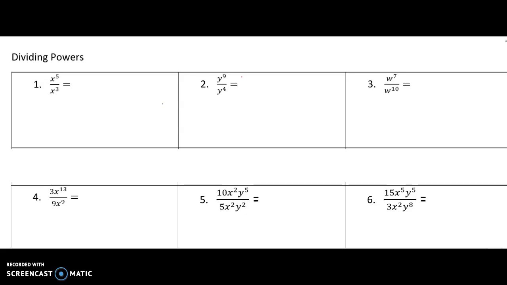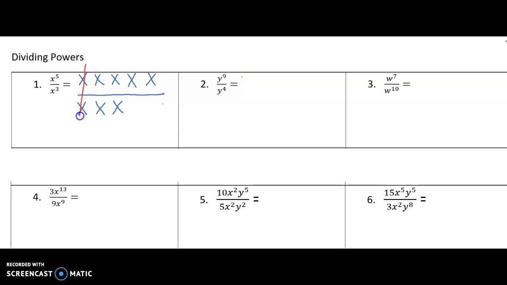x to the 5th divided by x to the 3rd. I'm going to go a long way around this because I know some of us have been taught rules, but sometimes rules don't make sense unless we understand why they work. So x to the 5th is 5 x's: 1, 2, 3, 4, 5. And then x to the 3rd is 3 x's: 1, 2, 3. So here I wrote it out to see what happens.